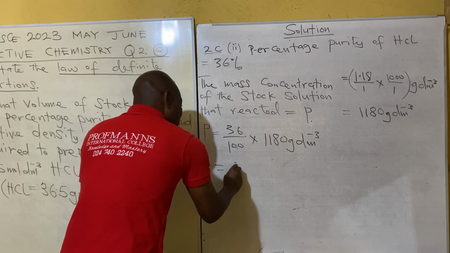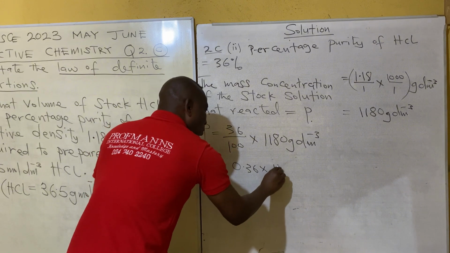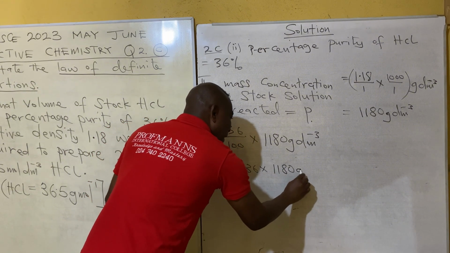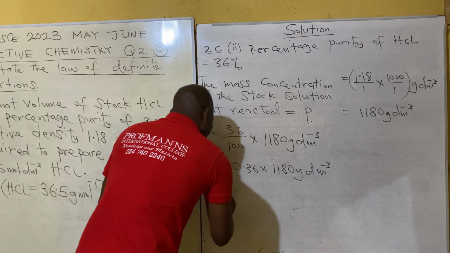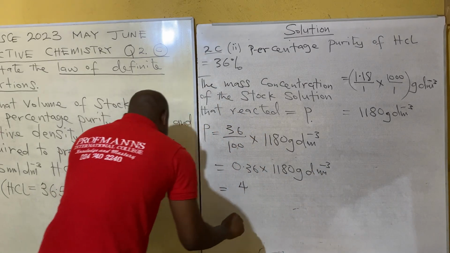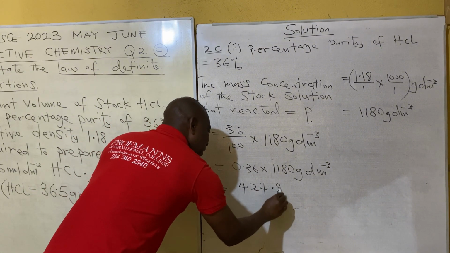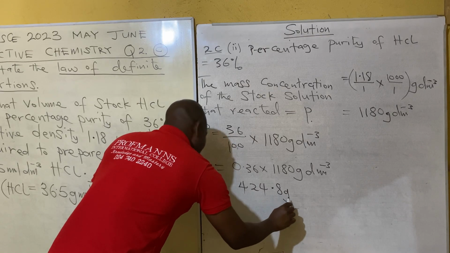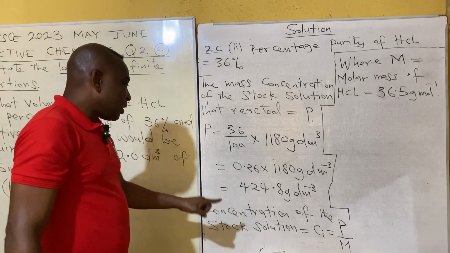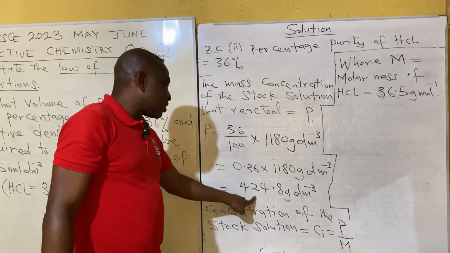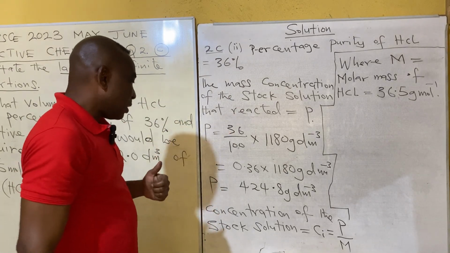So this gives us 0.36 when we divide this by this, 0.36 times 1180 gram per dm cube. So when we do the multiplication, it gives us 424.8 gram per dm cube. Okay, so this is the mass concentration, that is P, mass concentration of the stock solution that was diluted.